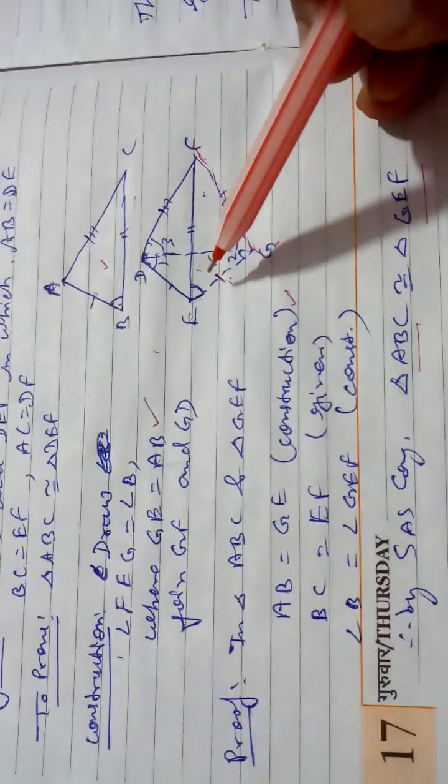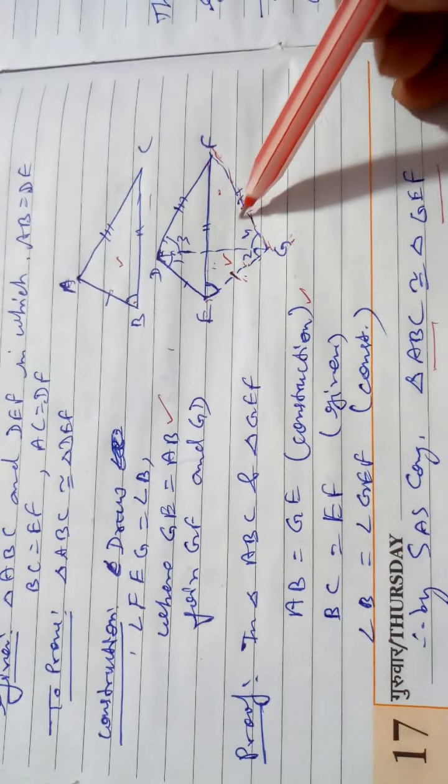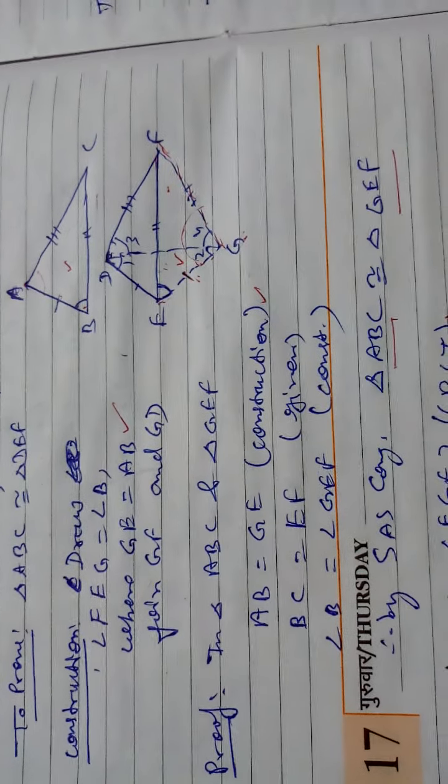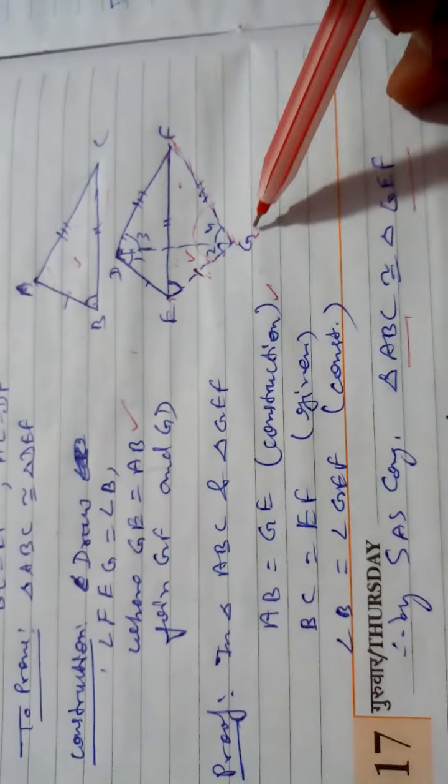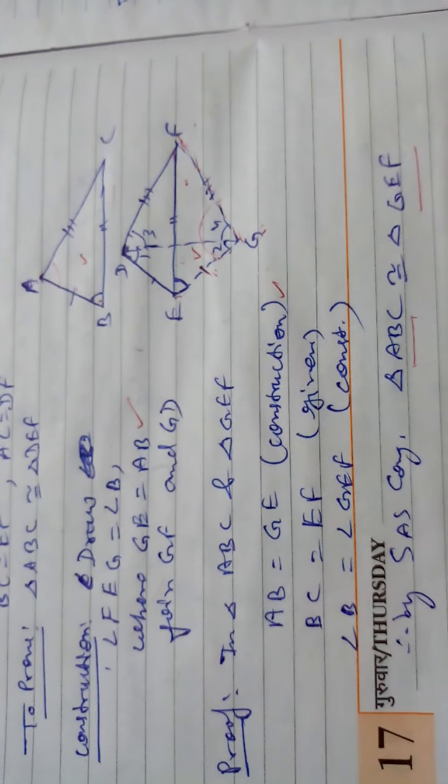Now when GEF and ABC are congruent, the whole angle is equal to angle A by CPCT, and the third side, AC, is equal to GF. It is also by CPCT.